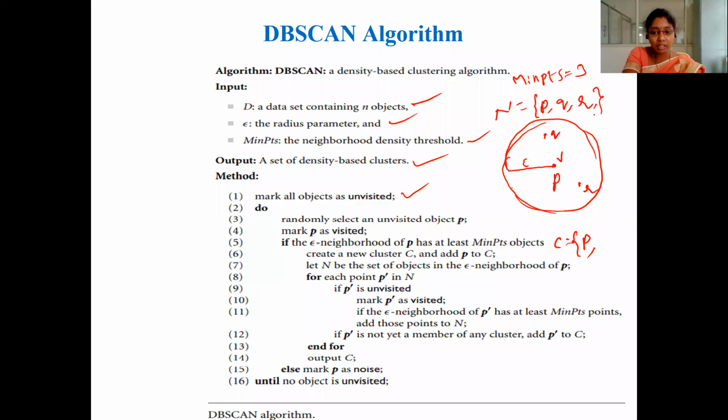So now we need to create the set N. And next, for each point P dash in N, that means we need to identify each and every point in N. So P is also here. Let's say this is P dash.